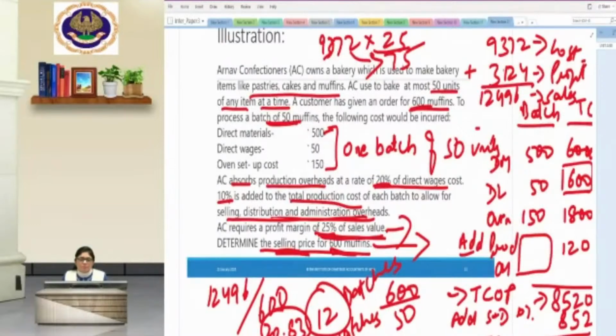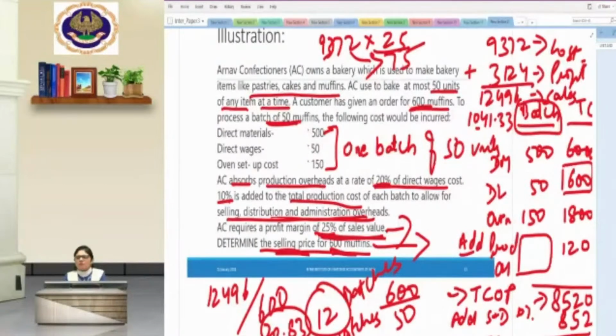20.83 is per muffin, but per batch is 12496 into 50 divided by 600. Per batch will be 1041.33. You have to calculate the cost per batch also. Cost per batch also should go simultaneously along with total cost. Clear? This cost is for 600 muffins and batch cost is for 50 muffins, which is the batch size.